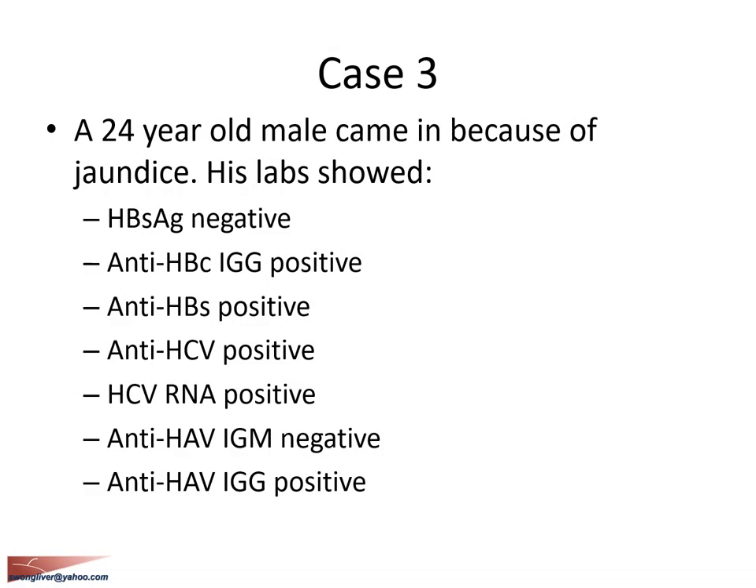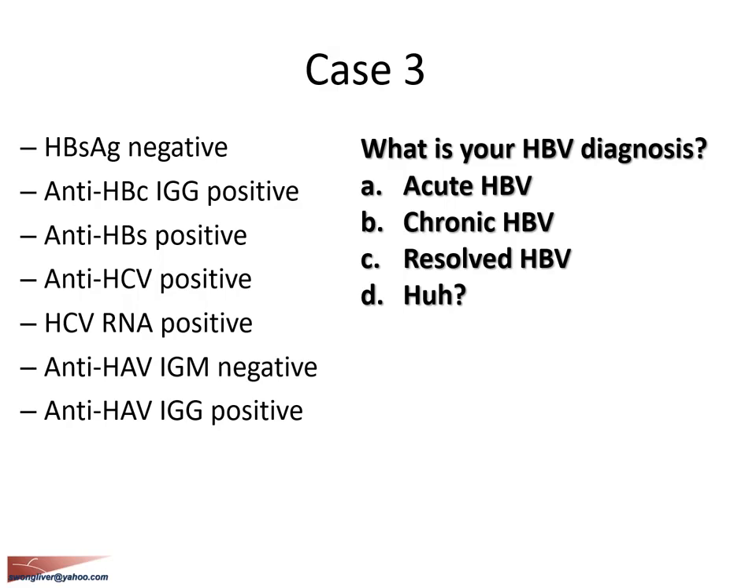What about this case? 24-year-old male with these labs. So we'll break this question down into three parts. One is your hepatitis B diagnosis. Will it be acute hepatitis B, chronic hepatitis B, or resolved hepatitis B? Again, S antigen is negative, anti-HBc positive IgG, anti-HBs positive. So what is your answer? Of course, it's resolved hepatitis B, primarily because your S antigen is negative. Okay?